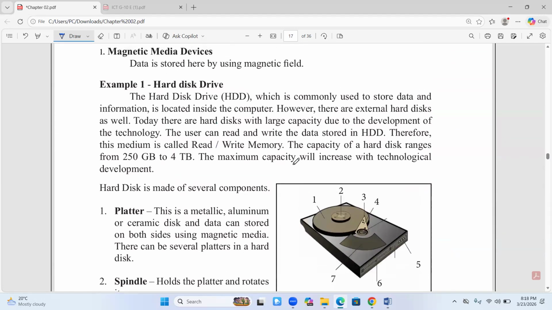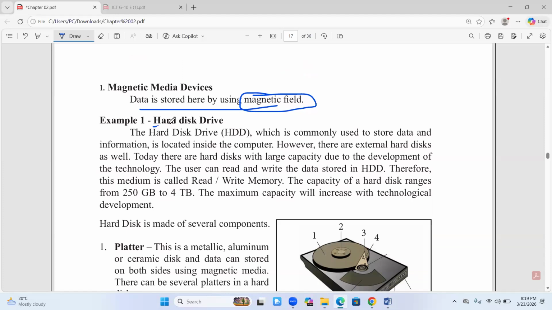In the magnetic media devices, the data is stored by using a magnetic field. So the magnet is the main technology used in magnetic storage devices like hard disk, floppy disk, and magnetic tape. These are called magnetic storage devices. The first example for magnetic media devices is the hard disk drive.